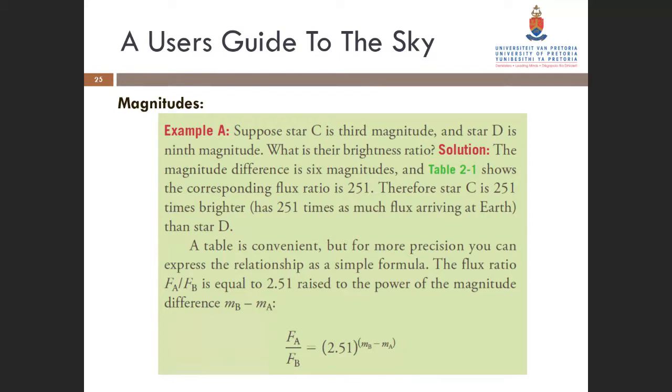So a table is convenient, but for more precision, you can express the relationship as a simple formula. So we can go back. The flux ratio FA over FB is equal to 2.51 raised to the power of the magnitude difference. So we can do this calculation, say FA over FB equals 2.51 to the power of the magnitude difference, which here will be 6 magnitudes.